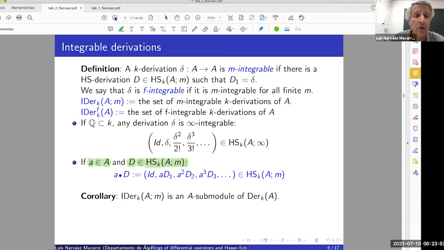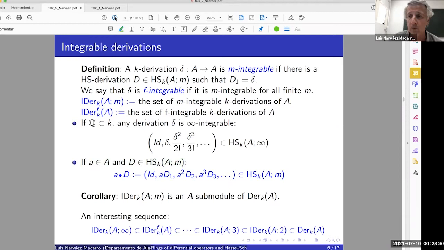So in that way, we have an interesting sequence with respect to our K-algebra. And this is, on the top, you have all the derivations. Below, you have the infinite integrable derivations, and in the middle you have this sequence. Okay.